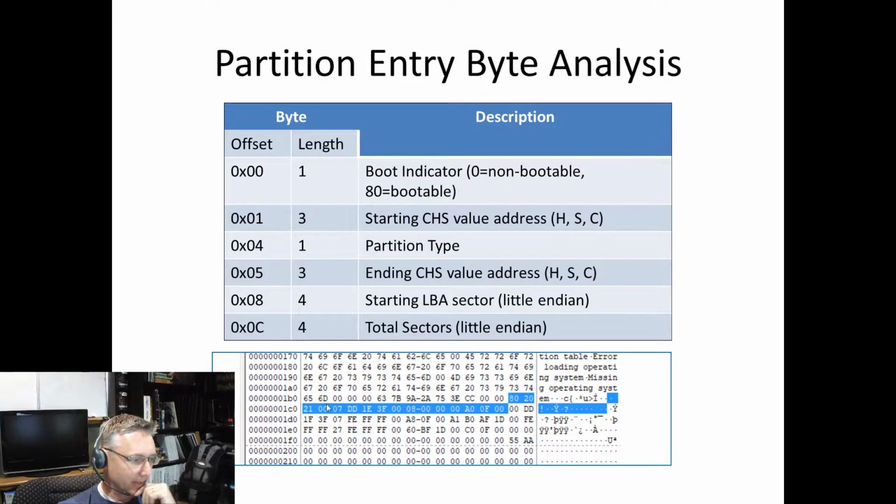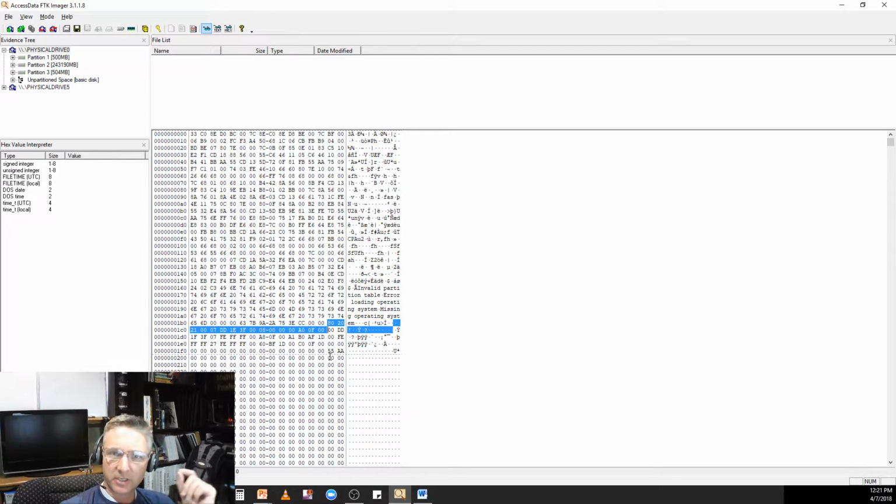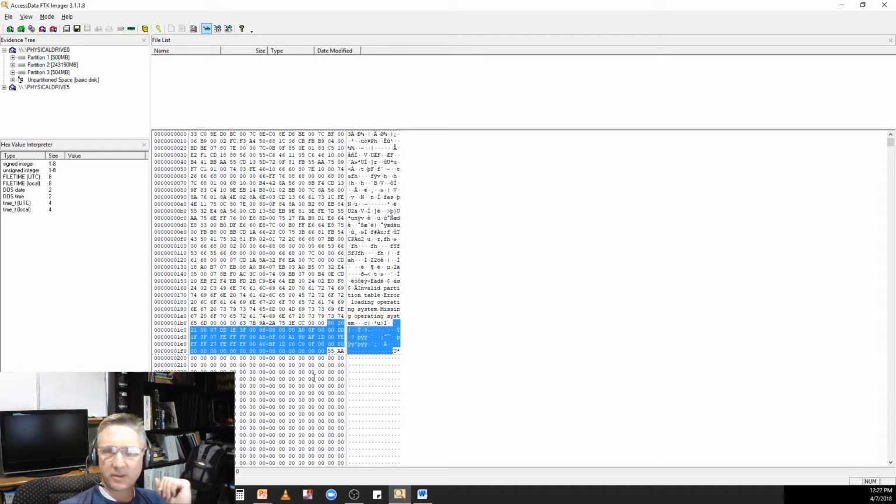Let's see what I'm really talking about, in case this is not abundantly clear. Here is the entire master partition table, highlighted. It's got 4 16-byte entries. Here's the first 16-byte entry, which represents the first partition. Here is the second partition entry. Here's the third partition entry. And here's the fourth partition entry. Then the 55AA is the signature of the master boot record. So what we're really looking at are these 64 bytes of the master partition table.